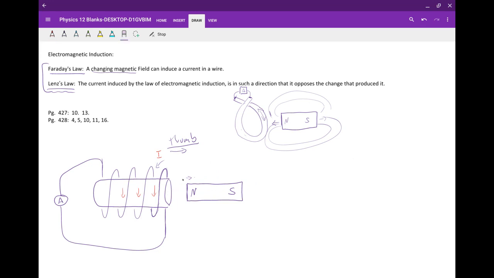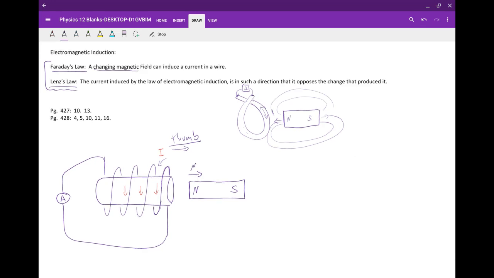There it is. There we go. I can create a north or a south by doing one of the two following. So if I pull this away, then a south gets created, right? If I push it in instead, then a north gets created. Okay, so now let's talk about this.